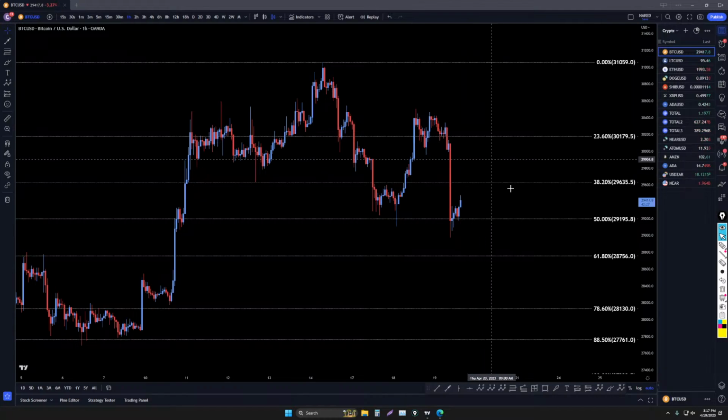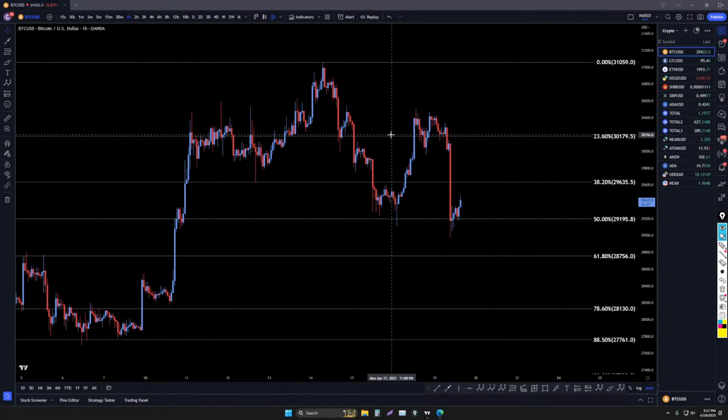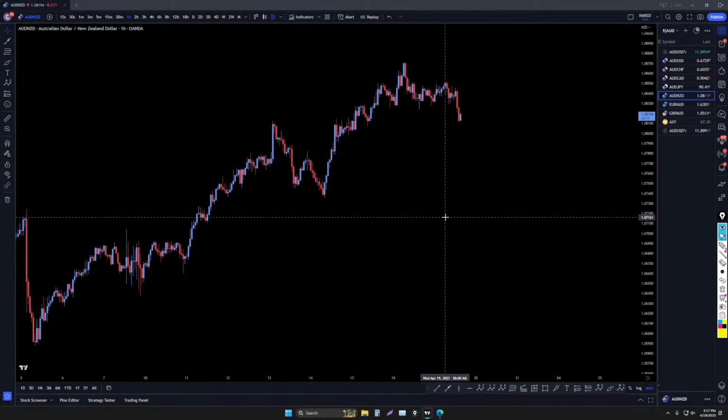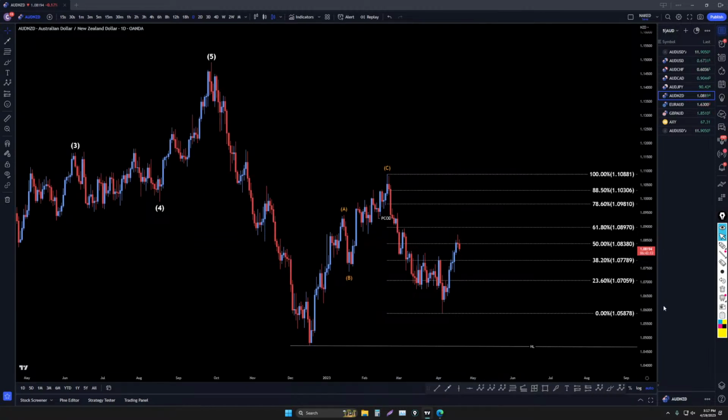So let's see, what do we got now? Let's go look at the Aussie Kiwi. Let's see, Aussie pair. Well, the Aussie's been weak and the Kiwi's been weak, so let's see who's winning. Looks like right now the Kiwi's winning on the 1 hour, but on the longer time frames, the Aussie's definitely winning a little bit.